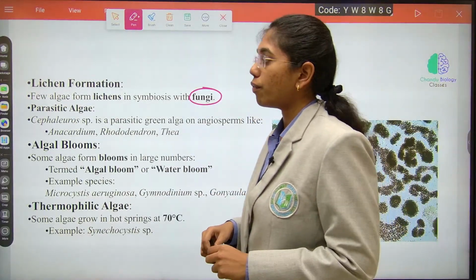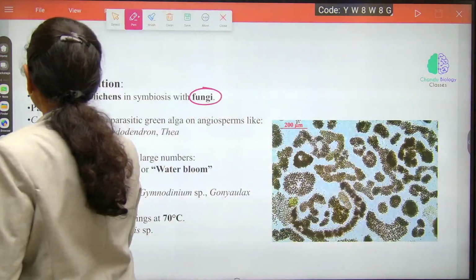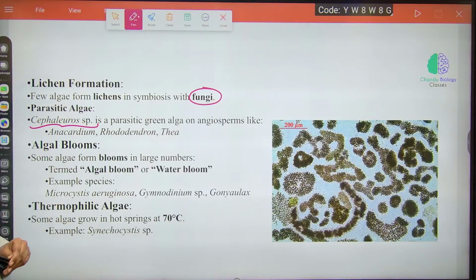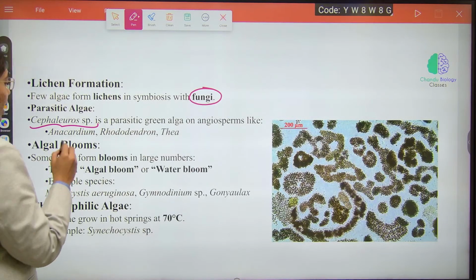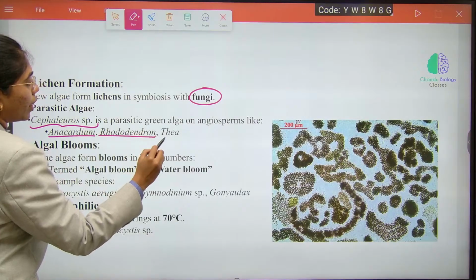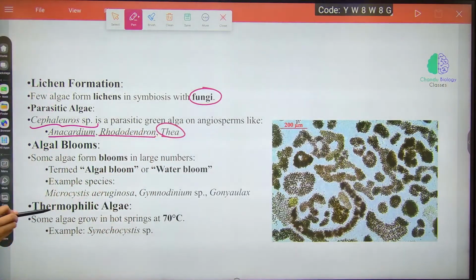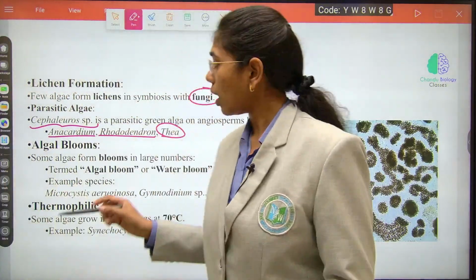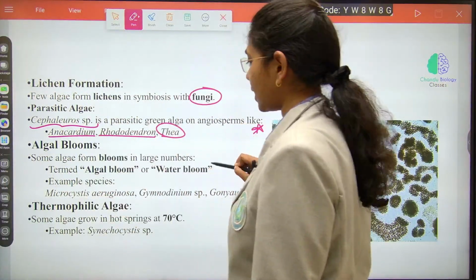And also we have parasitic algae like Cephaleuros species. Cephaleuros is a parasitic green algae which grows on angiosperms like Anacardium, Rhododendron and Thea. These are the plants on which Cephaleuros is parasitic. Remember, this is very important about parasitic algae.